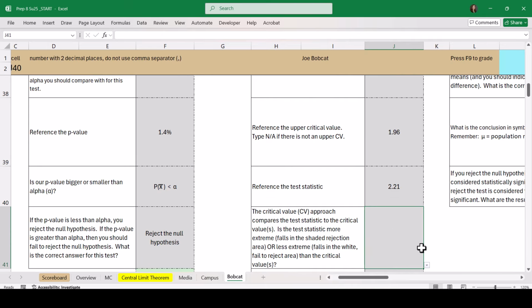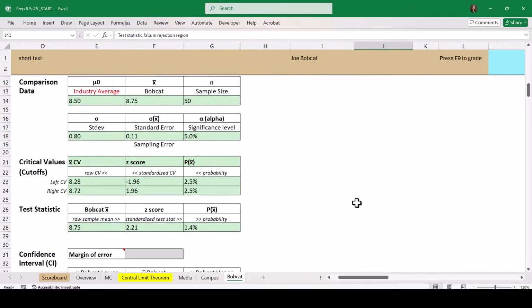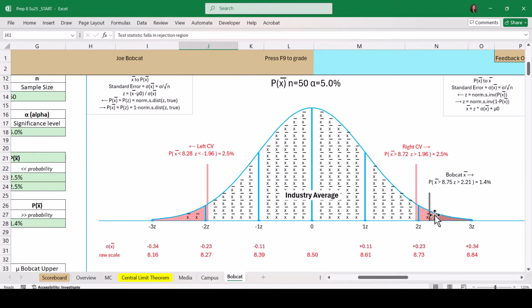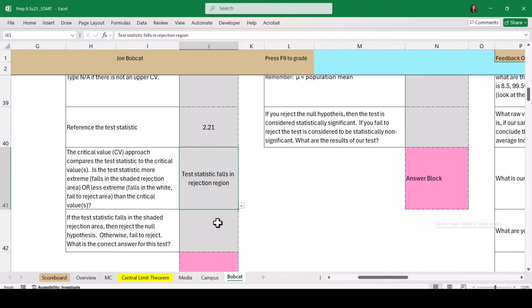And what did we find? We found that our test statistic fell in the rejection region, right? It fell in that red shaded area on our chart. So it fell in the rejection region. So we are going to reject the null hypothesis.